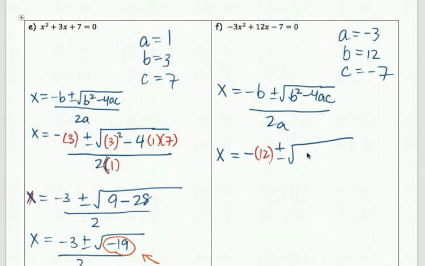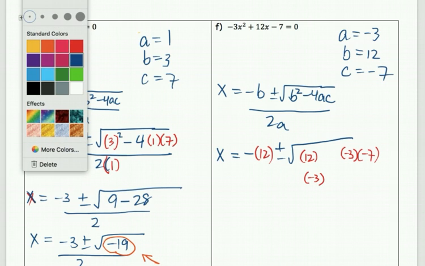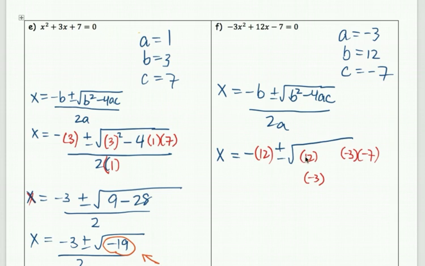We have b, which is 12, and I'm writing everything else here: a, c, and then I have a at the bottom. Okay, there. Okay, so I'm going to write 12.